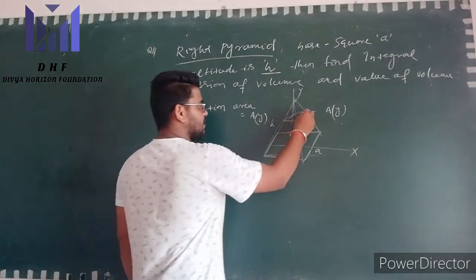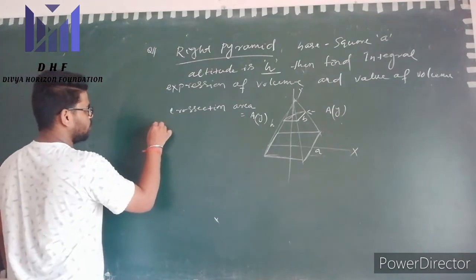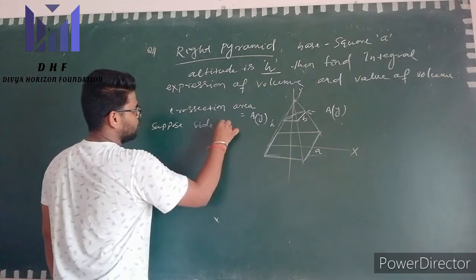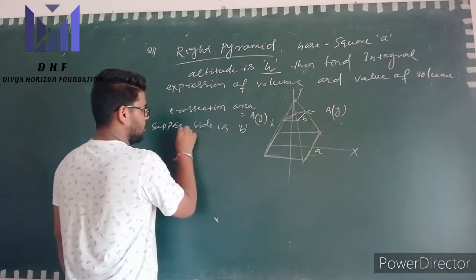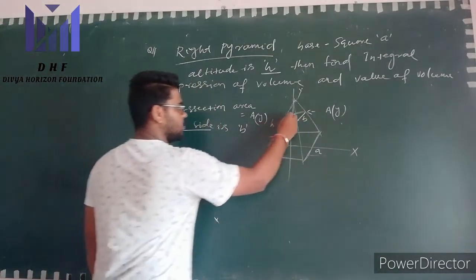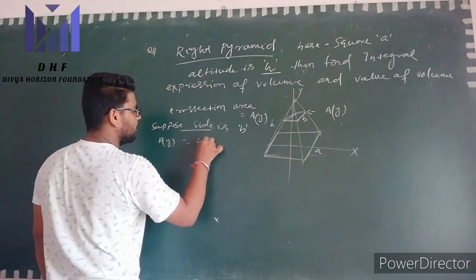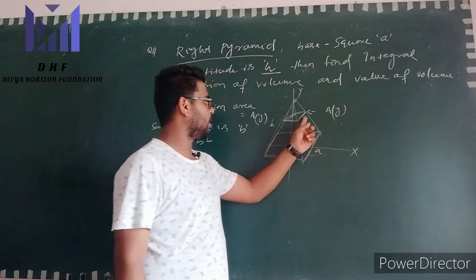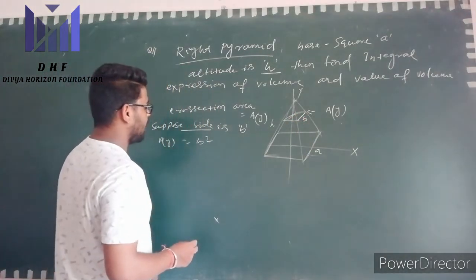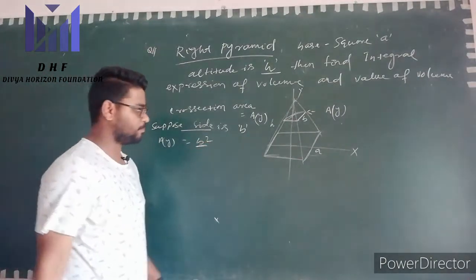Suppose the side of the cross-section is b. The cross-section side is b, because this is also a square. So the area A(y) is equal to b square, because the area of a square is the side squared. Now we find the value of b.